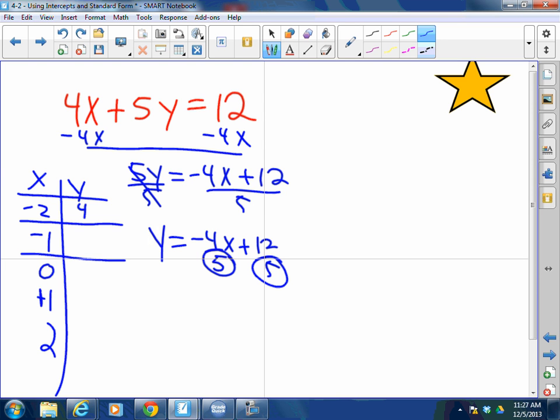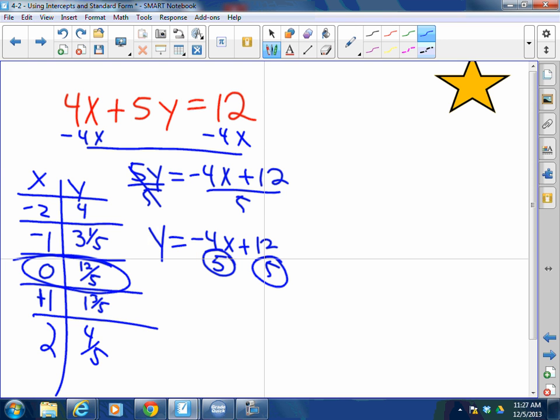When x is negative 1, what's negative 1 times negative 4/5? 4/5. 4/5 plus 12/5? 16/5, which equals 3 1/5. When x is 0, what's y? What is that point called when x is 0? The y-intercept. Excellent. When x is 1, I got negative 4/5 plus 12/5, which is 8/5, which is 1 3/5. And when x is 2, I got negative 8/5 plus 12/5, which is 4/5.